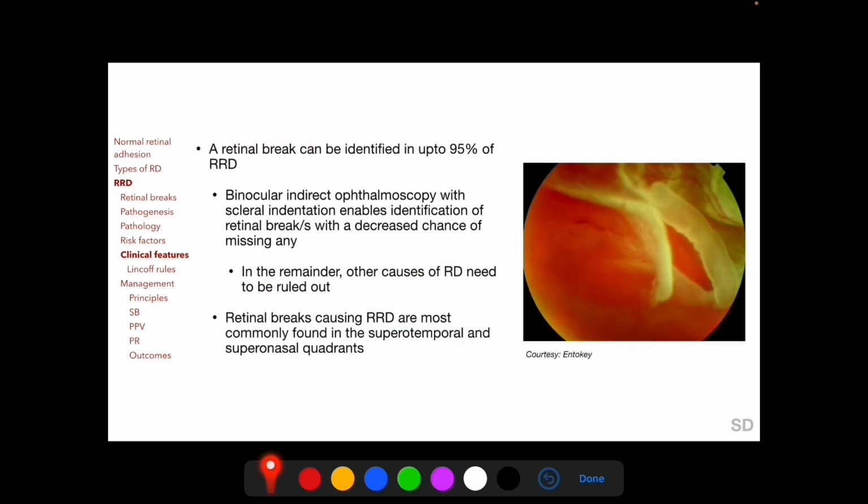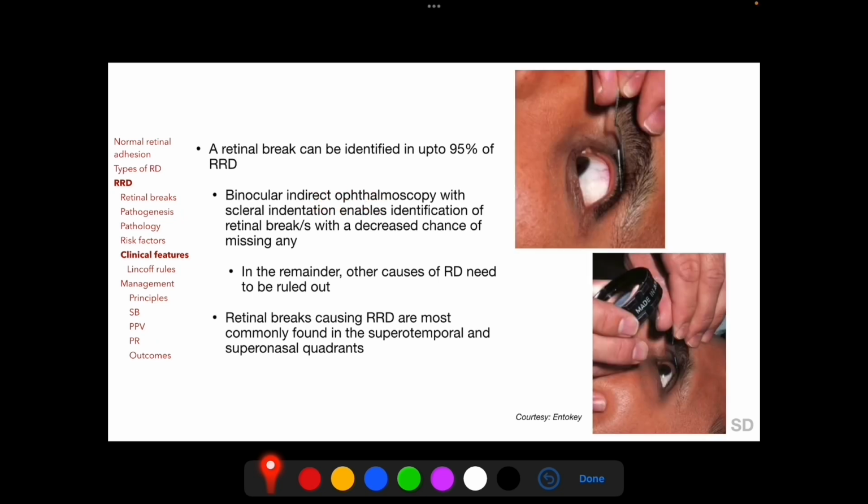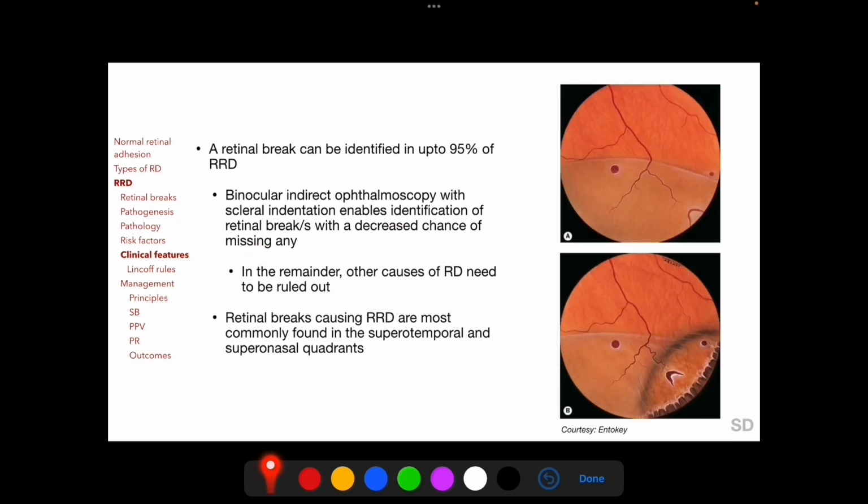A retinal break as seen here in this color photograph can be identified in up to 95% of eyes with RRD, and binocular indirect ophthalmoscopy with scleral indentation or scleral depression as seen here in these two photographs enables identification of retinal breaks with a decreased chance of missing any retinal break. These two photographs show how scleral depression enables easier identification and recognition of peripheral breaks. Retinal breaks causing RRD are most commonly found in the superotemporal and supranasal quadrants, and this is very important to remember.